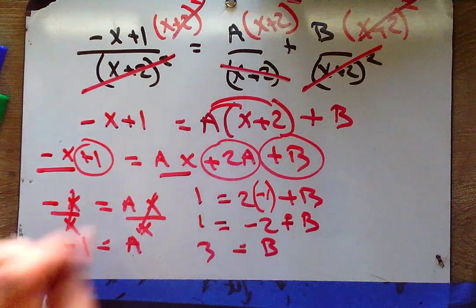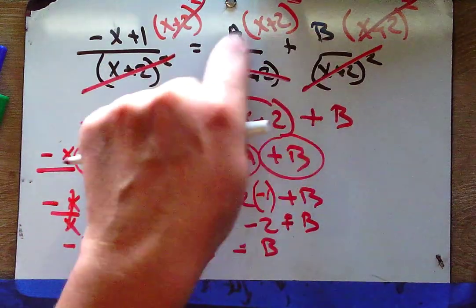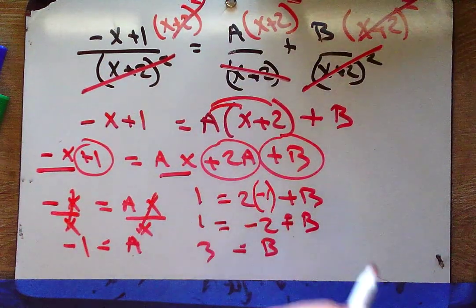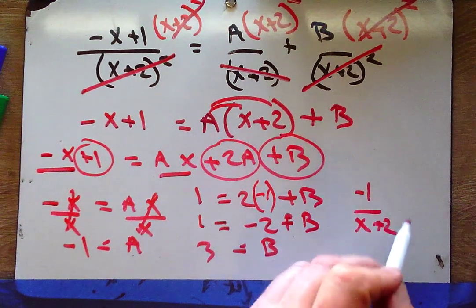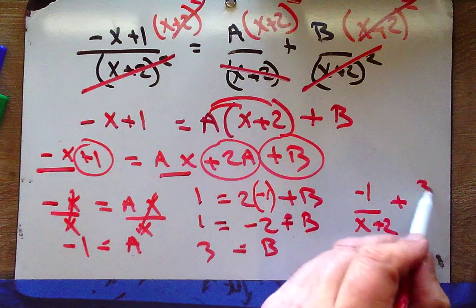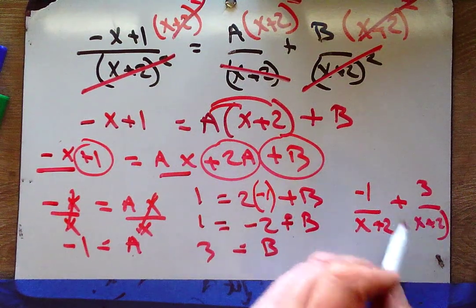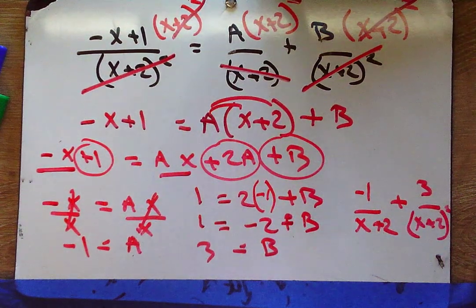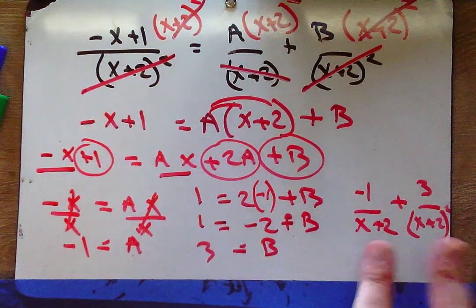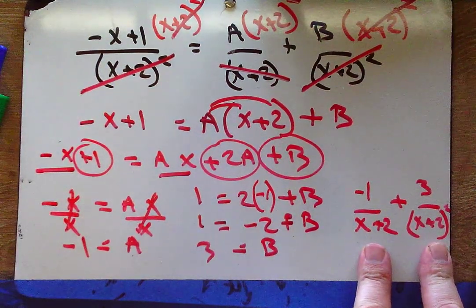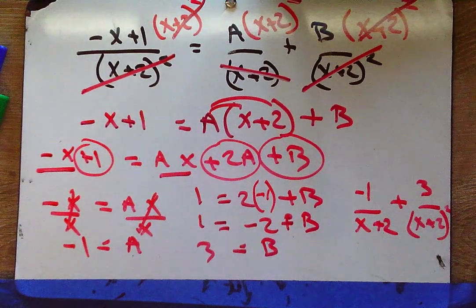And I'm almost done. Remember, I just need to replace this a and b with these values. So negative 1 over x plus 2 plus 3 over x plus 2 squared. I can't do my calculus with this thing. I can easily do my calculus with this thing. Okay? Okay.